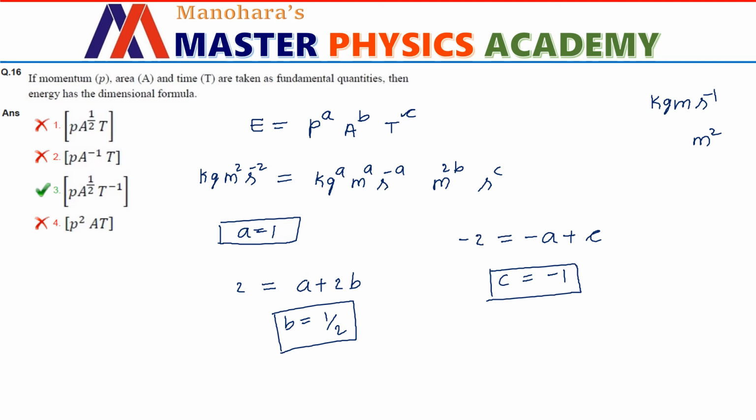So the formula we are having for energy is P power a, that is P power 1, A power b, that is A power half, and T power c, that is T power minus 1. So this is the answer we should look for, which is clearly given in option 3, and website is also going to mark the same option. Let us look at the next question.